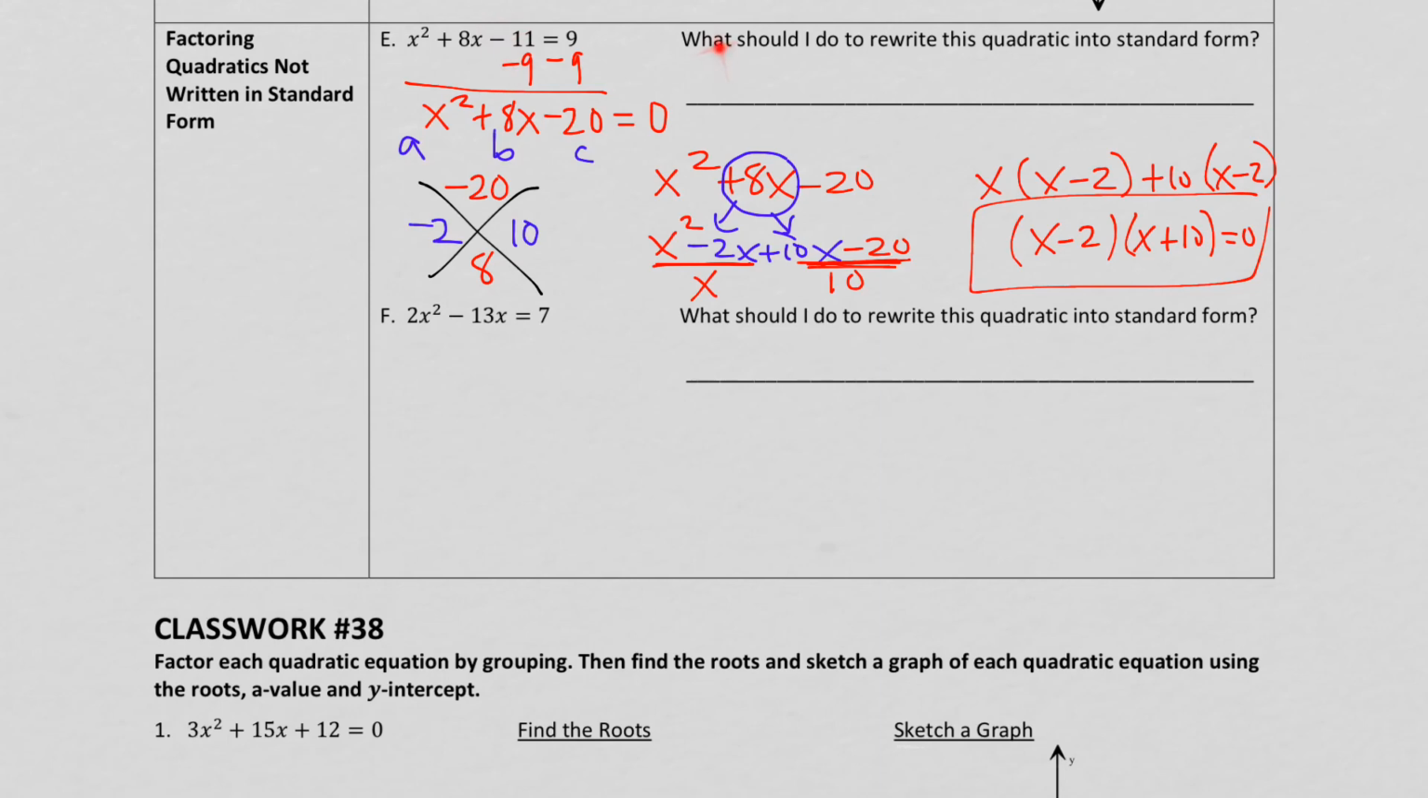And guys, again here, what should I do to rewrite this quadratic into standard form? In this case, subtract 9 from both sides, and that'll get you back into standard form, which allows you to start the process.